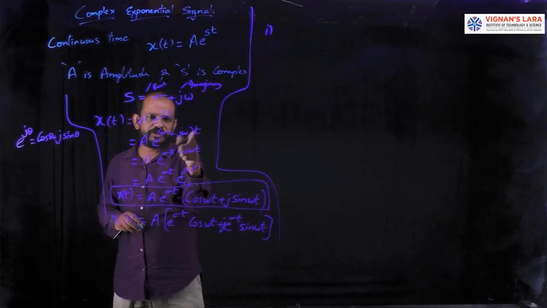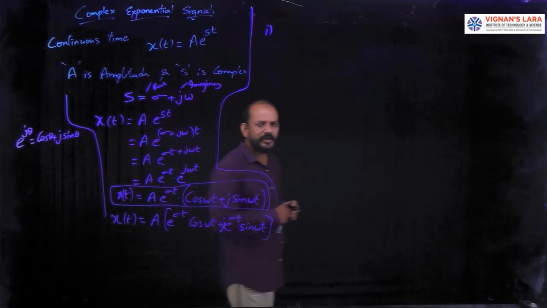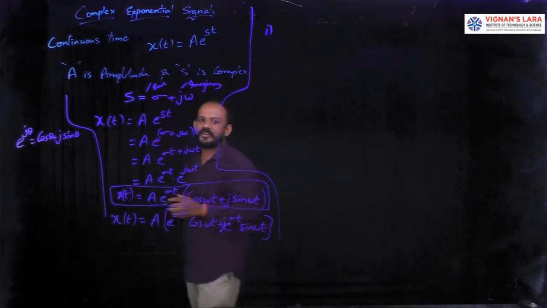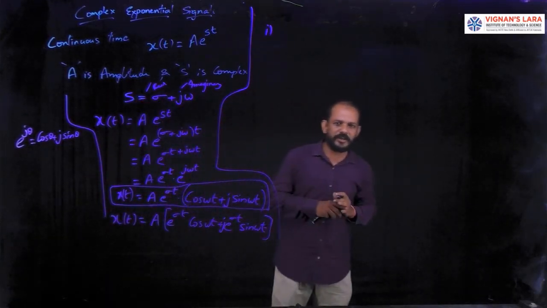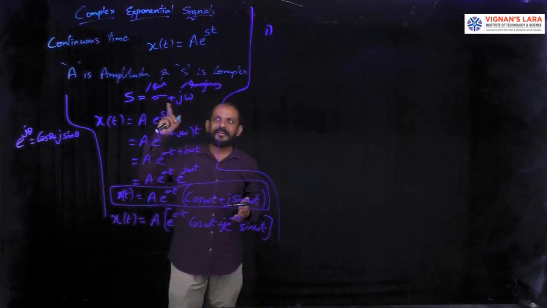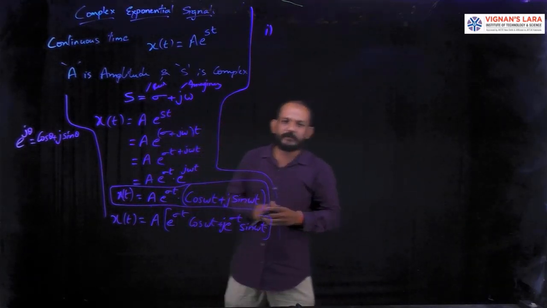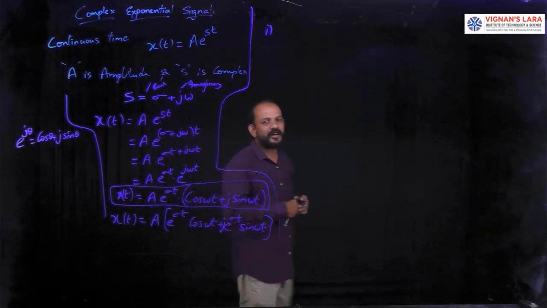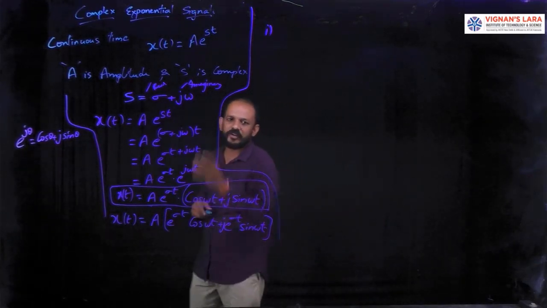Then the equation becomes: the imaginary term is 0, so x of t equal to A times e power sigma t. If the imaginary part is 0 and only the real part remains, then x of t equals capital A times e power sigma t. This is a real exponential signal. Earlier I wrote x of t equal to capital A times e power alpha t. There I took the constant as alpha, here they have taken it as sigma. That is the only difference. The letter has changed, but the concept is the same.